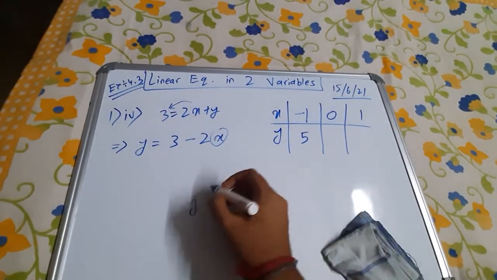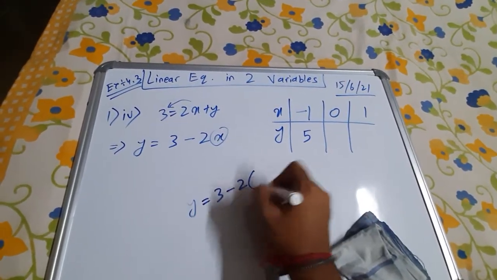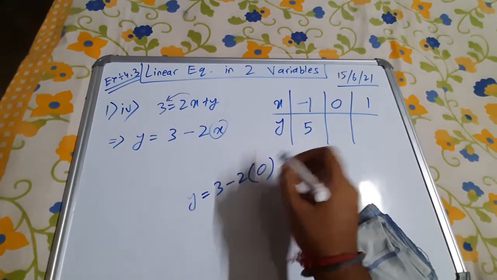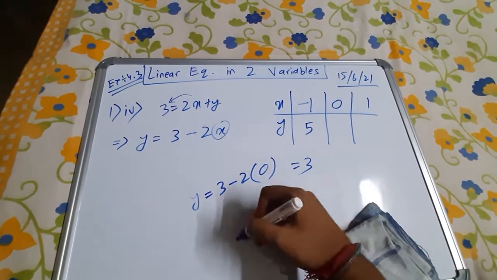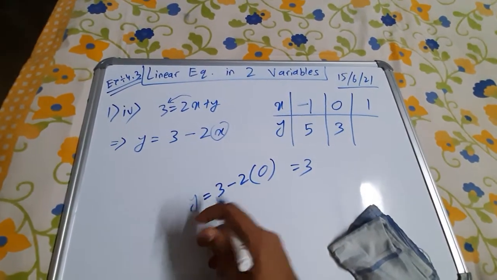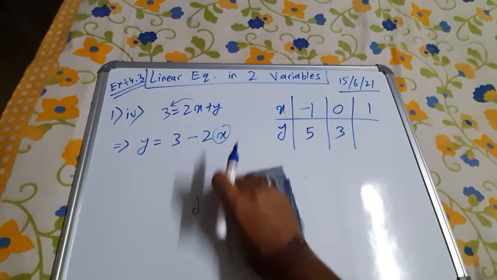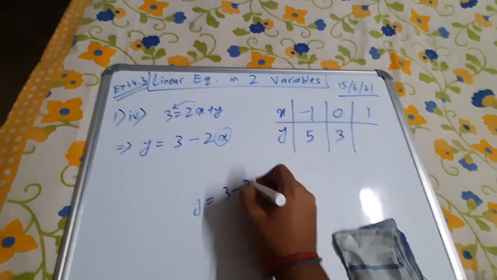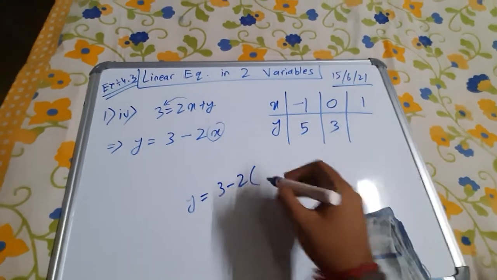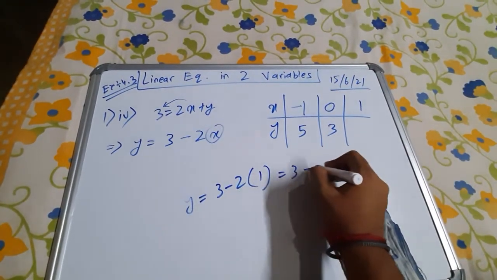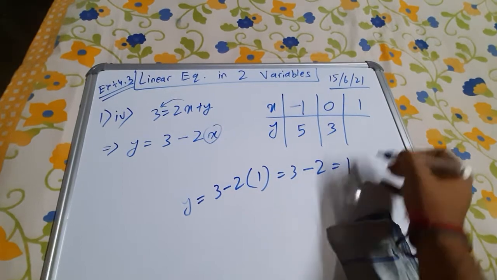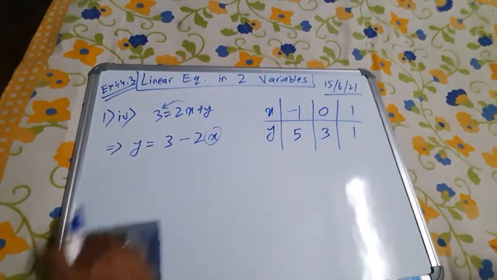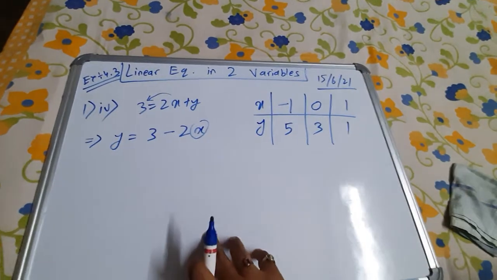Next one, put 0. So 3 minus 2 into x value is 0, so put 0. So 2 into 0 will be 0, so 3 minus 0, it will become 3. So this value will be 3. Okay, so 0 also done, just one left. Now y equal to 3 minus 2 into x, for x equal to 1, put 1. So 3 minus 2 ones are 2, so it gives you 1. Understood? This is how you take the 3 points, 3 coordinates that you want to plot.